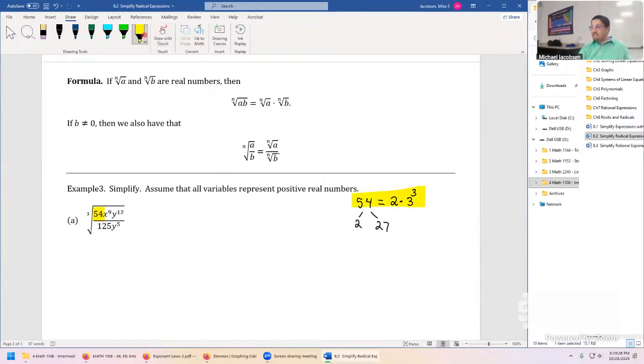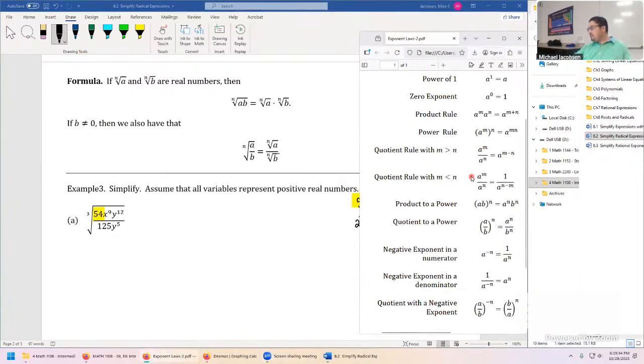So we'll put that in that position. For the variable y, we're just using the exponent laws. We're using this version right here: a to the power of m divided by a to the power of n. It's just a subtraction of exponents. So y to the power 12 divided by y to the power 5, that's just y to the power 7 left in the numerator. It's a really good idea to simplify these first whenever you can, or else these problems can become much bigger than they were ever meant to be.